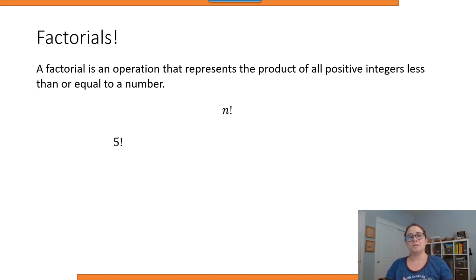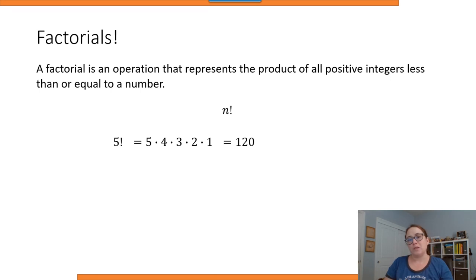And what a factorial tells me is that I'm going to take that number, whatever n is, and I'm going to multiply it by all of the positive integers less than it, everything that came before it, all the way down to 1. So 5 factorial would be 5 times 4 times 3 times 2 times 1. And if I multiply all that out, I get 120. So that's what a factorial means. If I did 10 factorial, that would be 10 times 9 times 8 times 7, all the way to 1.